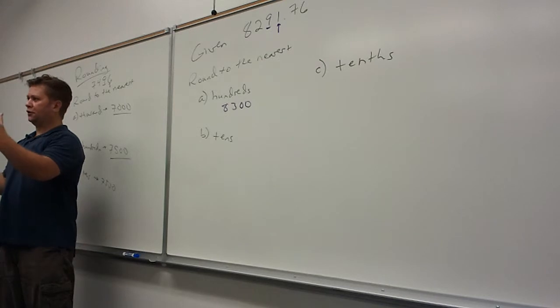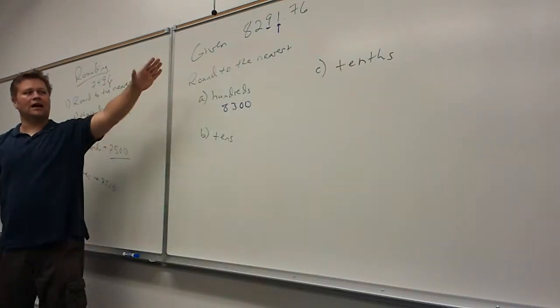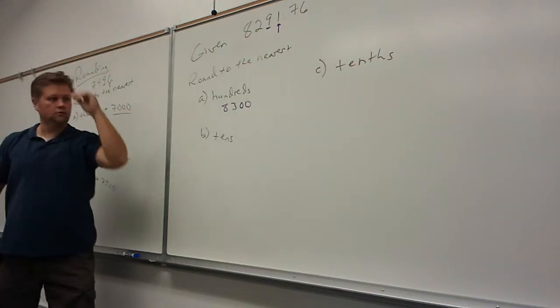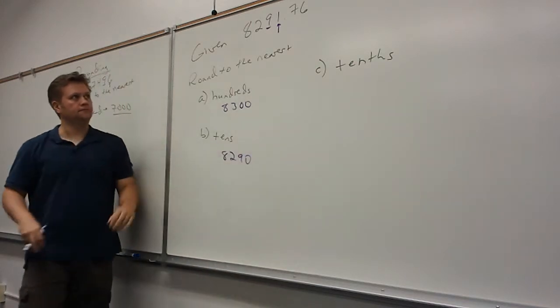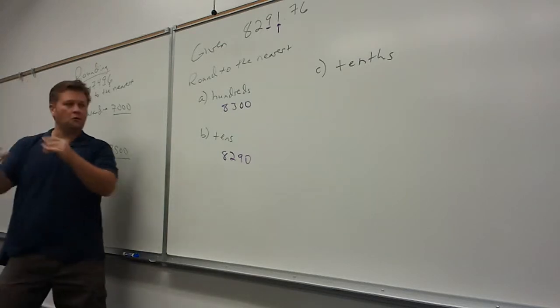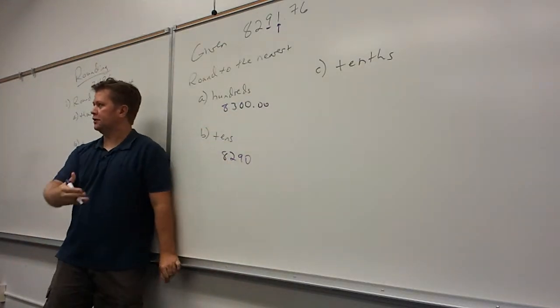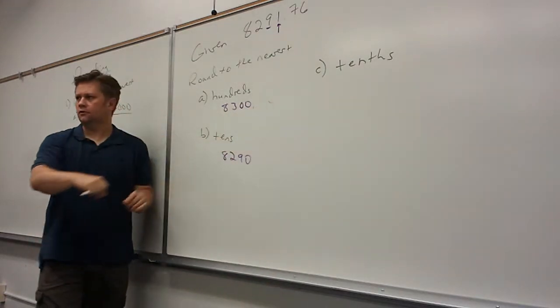So don't overdo things with 9s, right? That's not the 9 that gives us trouble because the next number is a 1. It stays a 9, no big deal. So this would be 8290. Coolness. And if you really wanted to, you could put the .00. You could put as many zeros as you want after the decimal. It won't change anything. But there's no need for it, really.